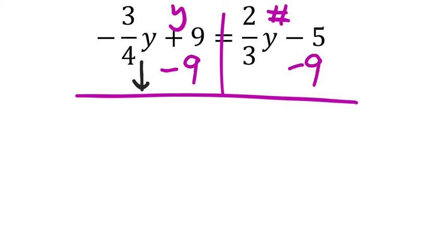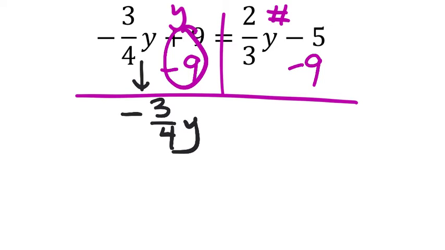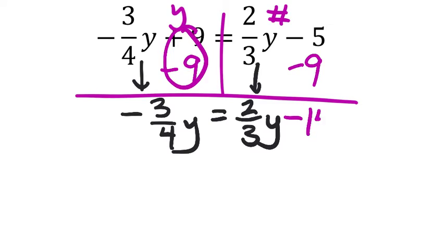I'm going to drop this negative 3/4 y. Of course, those 9s, 9 minus 9, zeroes out. So again, I'm not circling it. That's an actual 0. This will equal, drop the 2/3 y. And then we have the final operation here: negative 5 minus 9, which is negative 14. Of course, that reads minus 14, but it's a term, negative 14, okay?